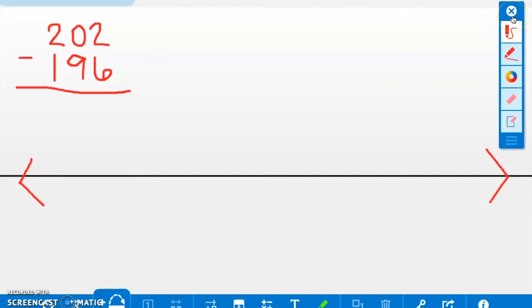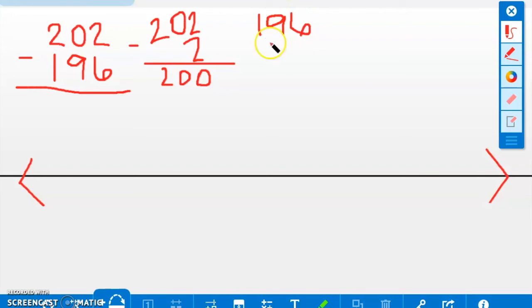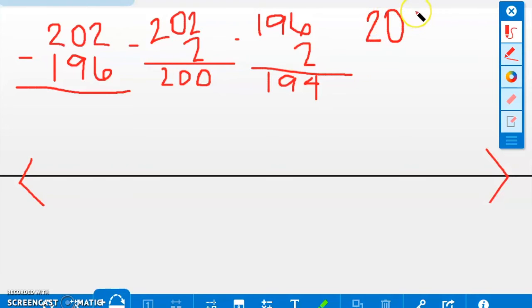So you could take 2 away from 202 to get 200, and you can also take 196 minus 2 to make it 194. Now we have 200 minus 194.